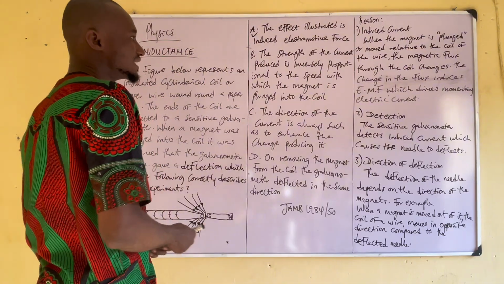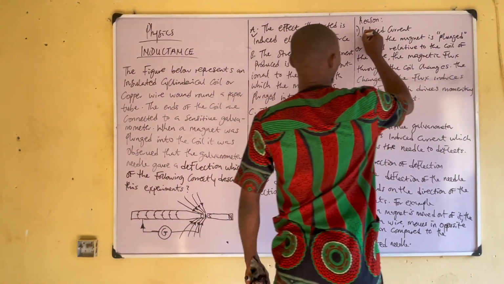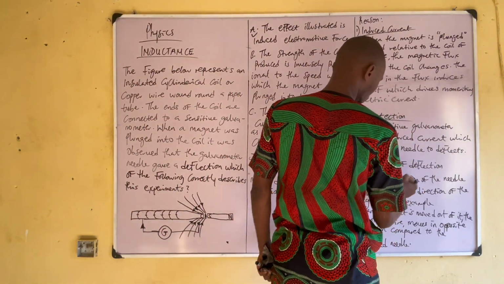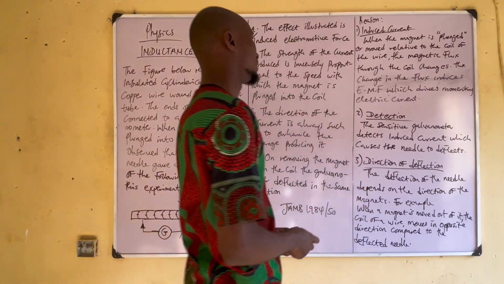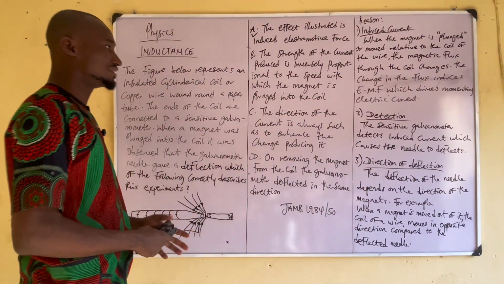So these are the three reasons why the answer is A. Number one, number two, number three. Did you understand? So you can read the question again.